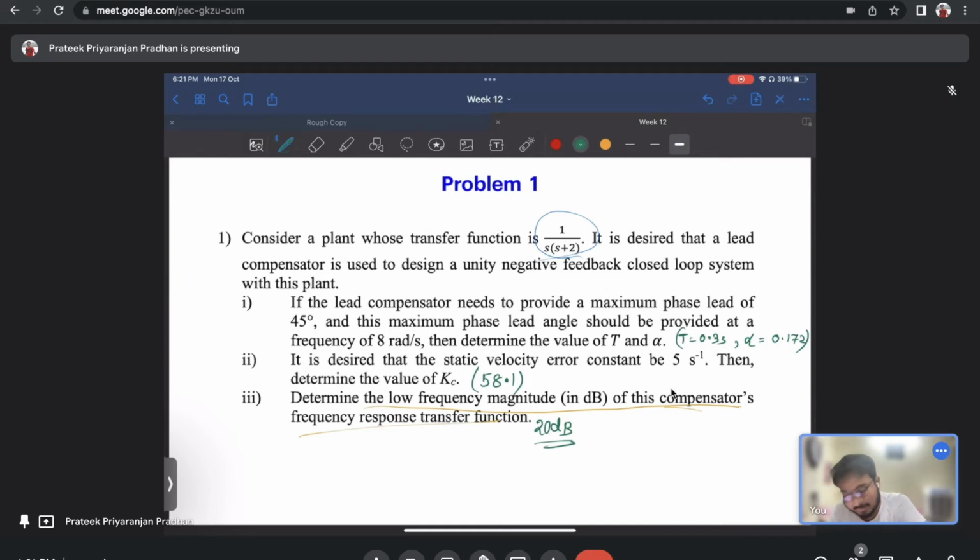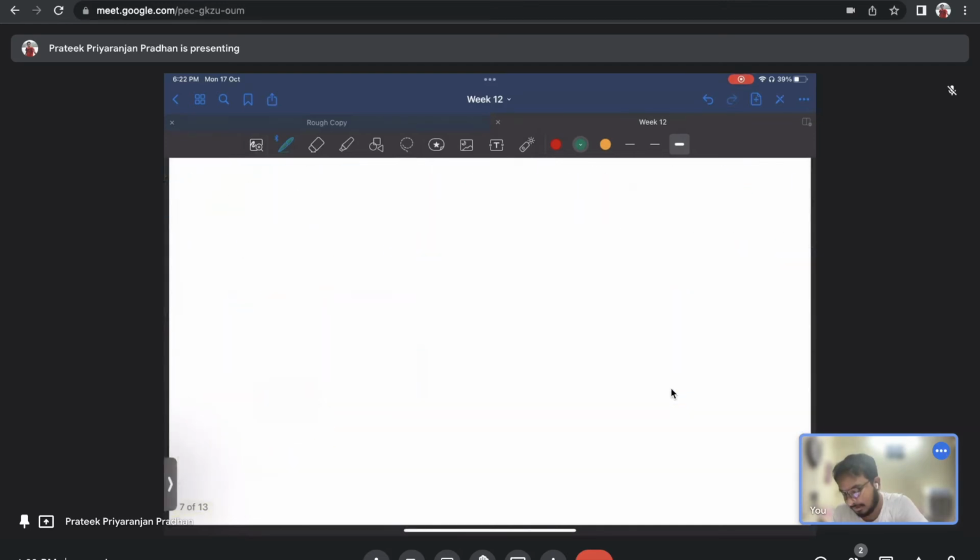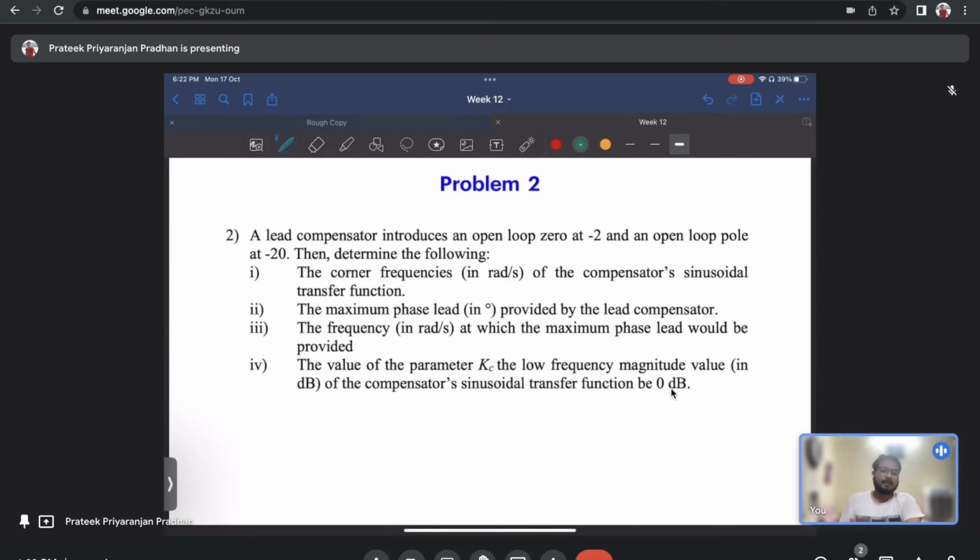In the question, you need to look at what is asked: low frequency of the plant's frequency response or the compensator. Here in the question, the compensator's frequency response is required. Having done the first question, let's come to the second question. The second question is also fairly straightforward, I would say.